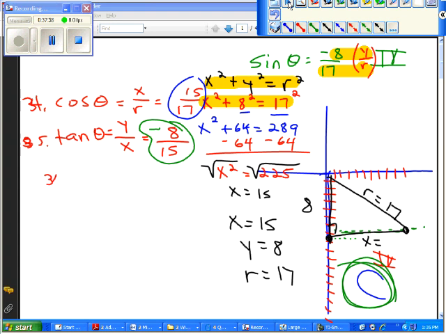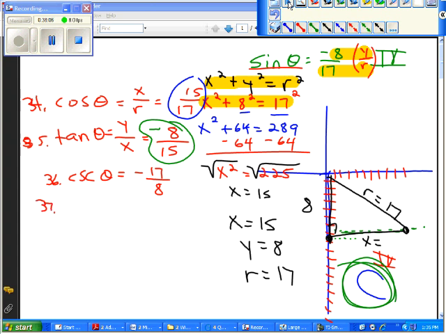Number 36, we have cosecant. Cosecant is the reciprocal of sine. So it's the reciprocal of negative 8/17, which is negative 17/8. Remember, when you take the reciprocal, you flip it, but you keep the sign the same.